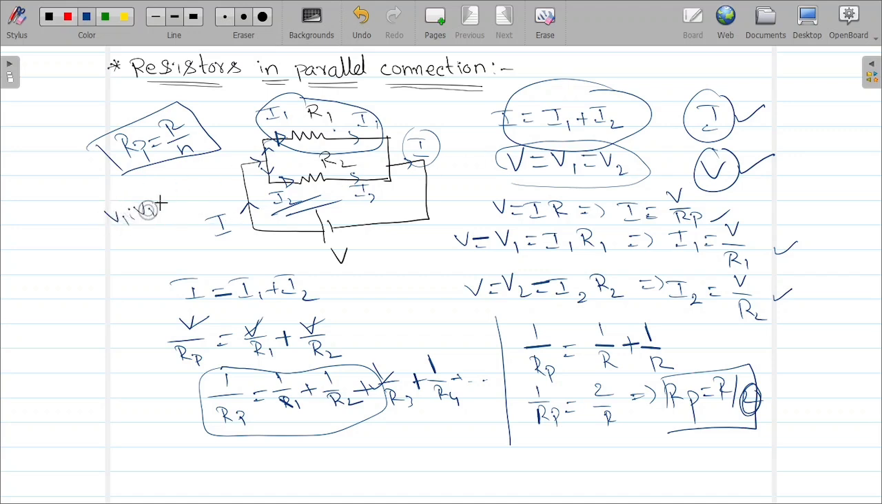What is the ratio of potential here? V1 is to V2 is 1 is to 1, equal, right?